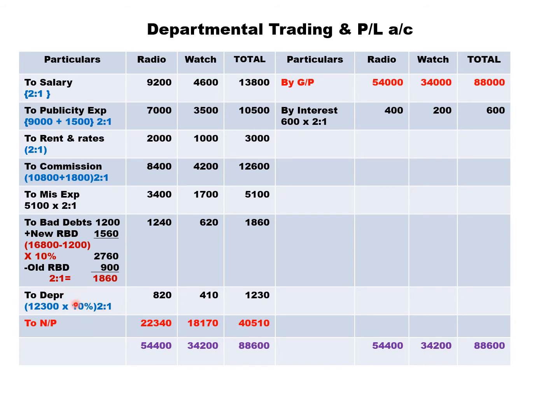Then depreciation on furniture, value 12,300 into 10%, you get 1,230, distribute in 2:1, total, and you get a net profit of 22,340, 18,170, and the total you get 40,510.